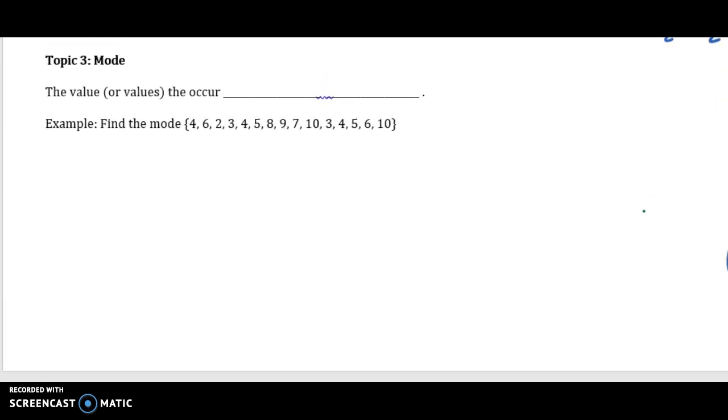Okay, the last thing we're going to talk about is mode. And mode is the value or values that occur most often. So here, a lot of times it does help if the numbers are written in numerical order. Just because that way you can always see which one is happening most often.